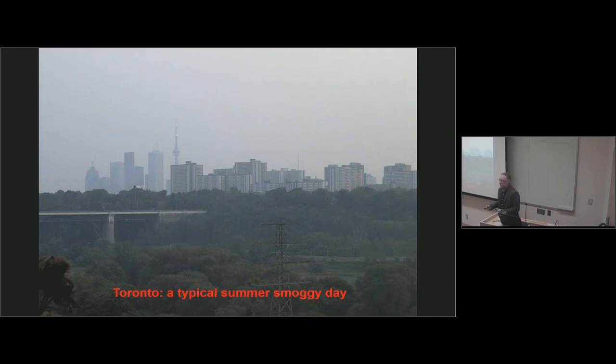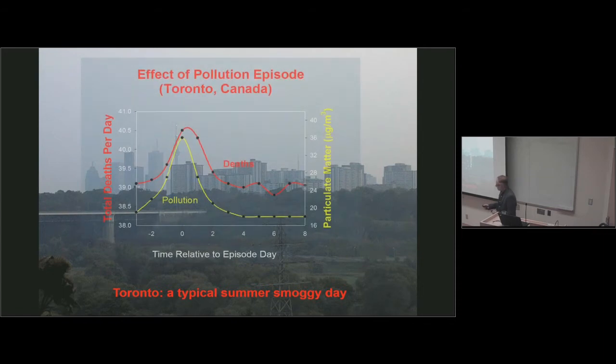This is a picture of Toronto on a smoggy day, and this is the pattern that we see even at much lower levels. So we see a pattern of pollution going up for about a 3-day episode, going from about 18 to about 32 micrograms. Remember, in the London fog, it was around 2,000. But here what we're seeing is, again, an increase in mortality and then going back down. So even at these very, very low levels, we were seeing effects of air pollution on mortality.